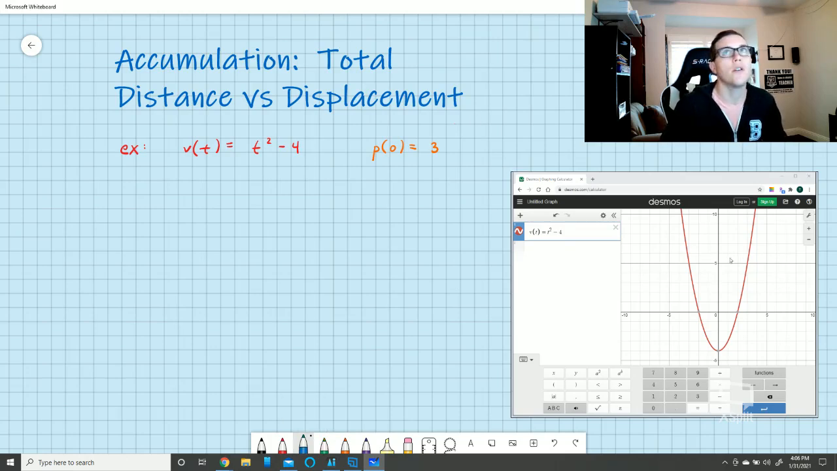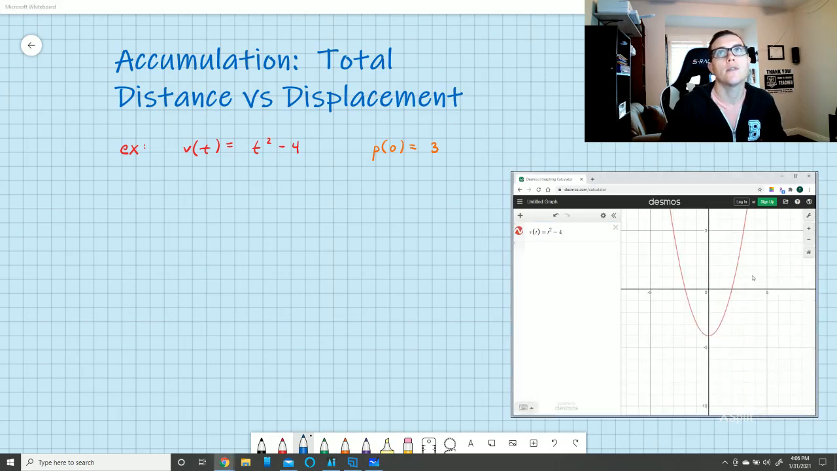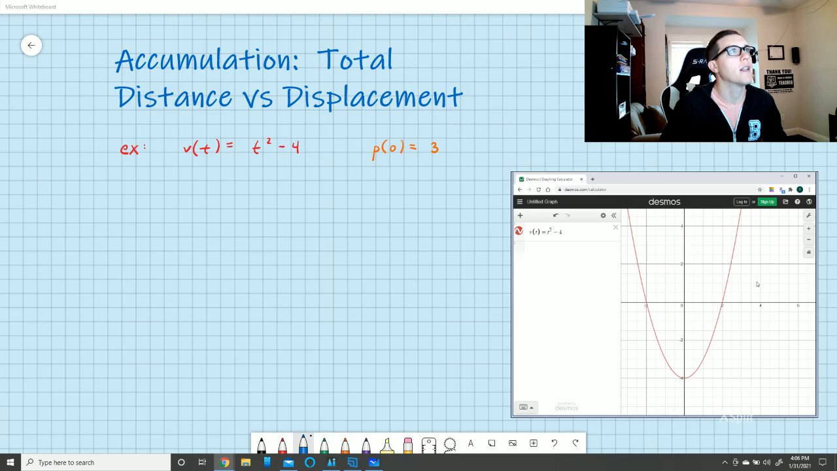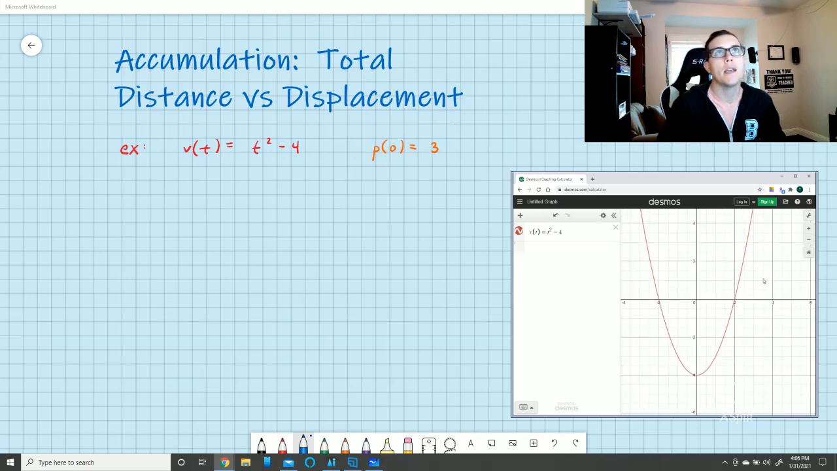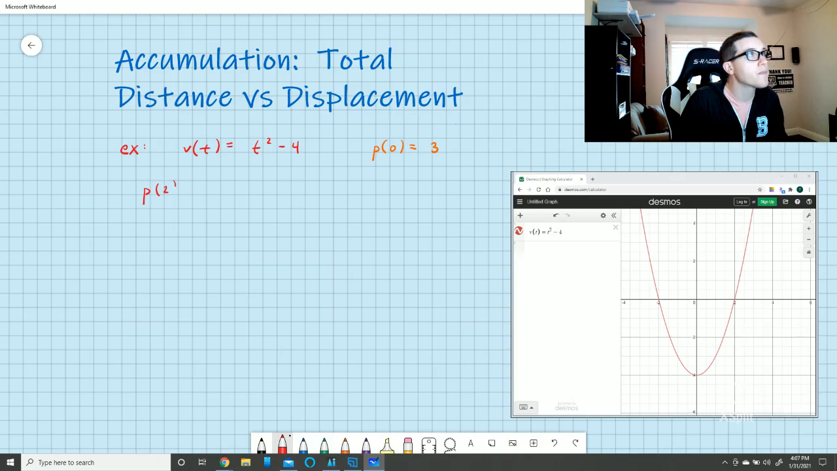Well, before we do that, if you notice, I've given you the graph right here of this velocity curve. Remember, this is a velocity graph. That means this particle had negative velocity. It's below the x-axis from 0 to 2. And then it had positive velocity from 2 and on. So it went left for 2 seconds, and then it went right for 2 seconds. So some things I could have you find. I could have you find P of 2, for example.